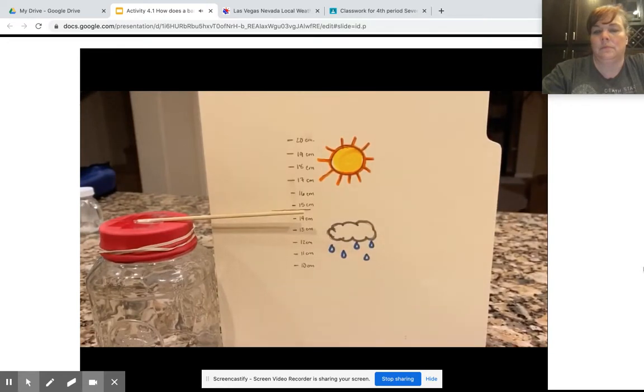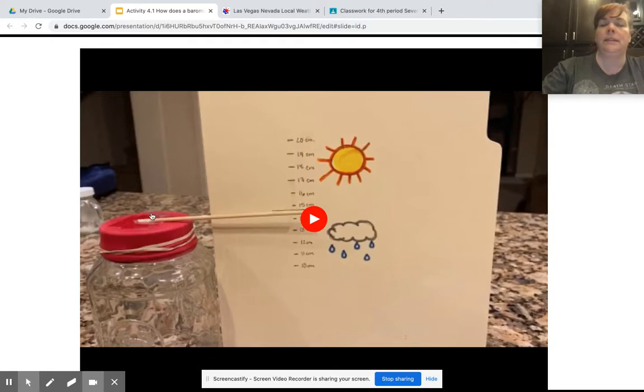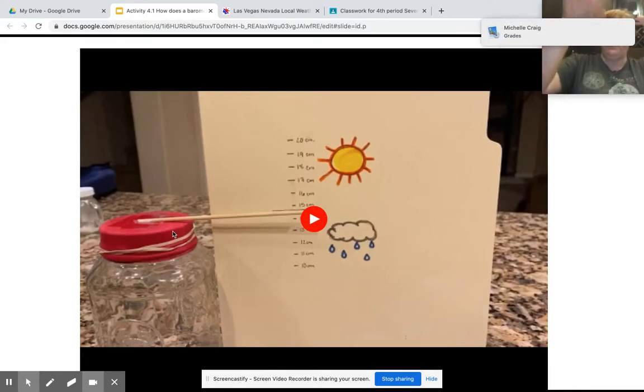Your assignment for the next week is to track what is going on with your barometer system here. And granted, this is a low tech one, but it still gets the same point across. The reason why the balloon puffs up on a low pressure, which I didn't say before, is that there's not as much pushing down on it, so the air inside the jar can puff up a little bit.